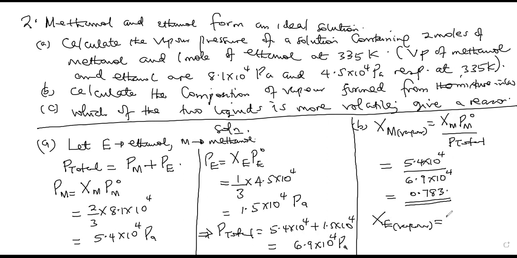And this is going to be 1. We say that it's the same as 1 minus 0.783. So it is going to give you 0.217. As simple as that.